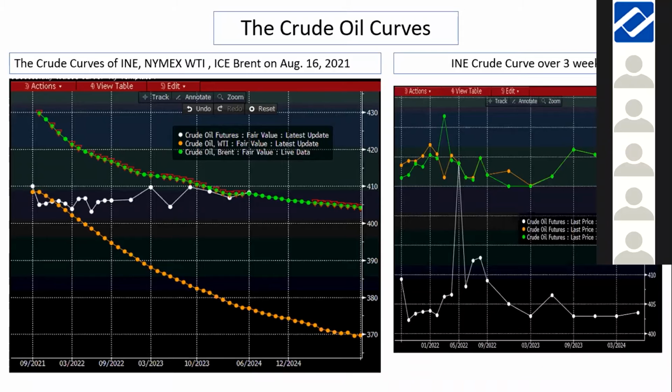Now looking at the INE curve over the last 3 weeks, that's the chart on this page on the right. What I did is I took a snapshot of it on Friday morning, and that was the white line. A week ago would be the orange, and 2 weeks ago is the green. You can see the whole curve has shifted lower this last week.